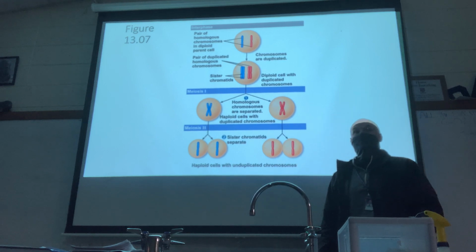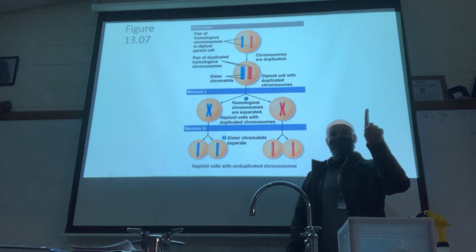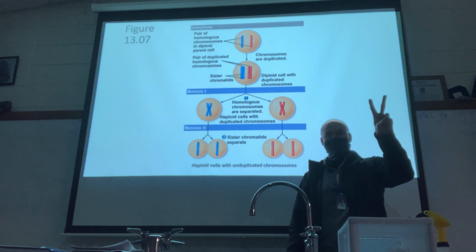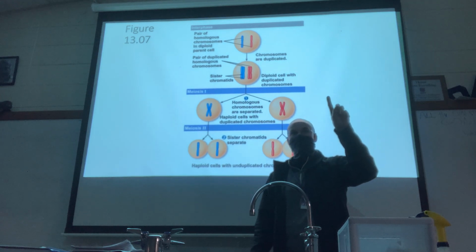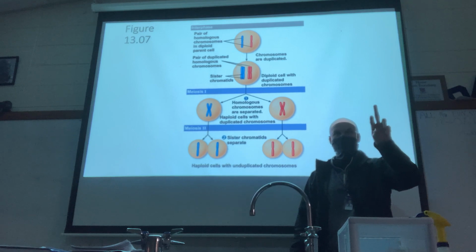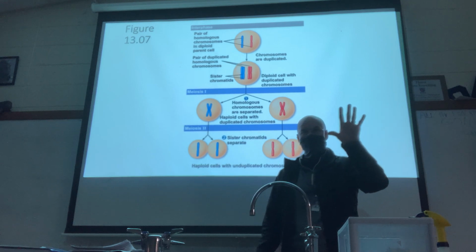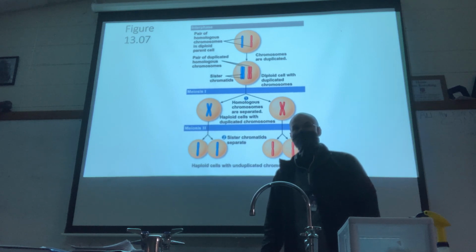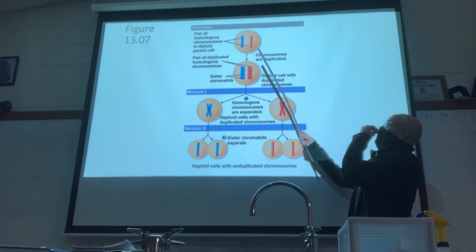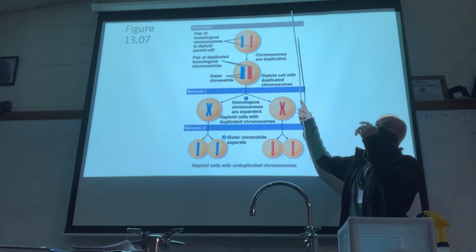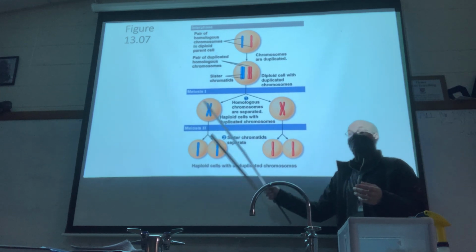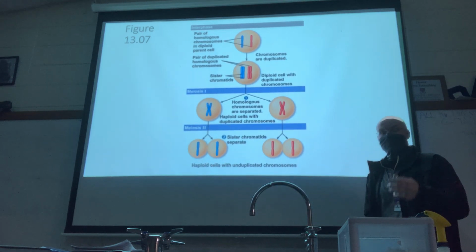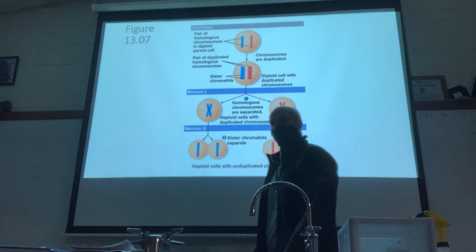So, instead of taking 1 diploid cell and making 2 diploid cells, meaning 1 cell with 46 and making 2 cells, each with 46 chromosomes, instead of doing that, because that's mitosis, we are going to talk about how we will go from 1 cell with 46 chromosomes to 4 cells, each with 23.